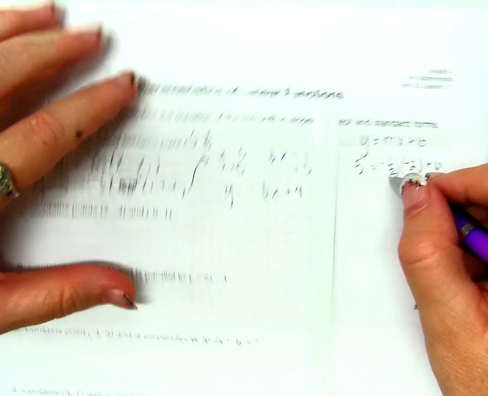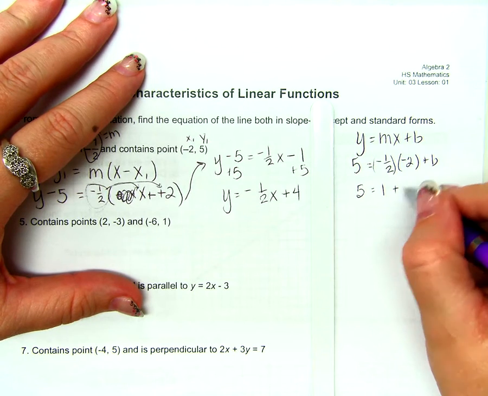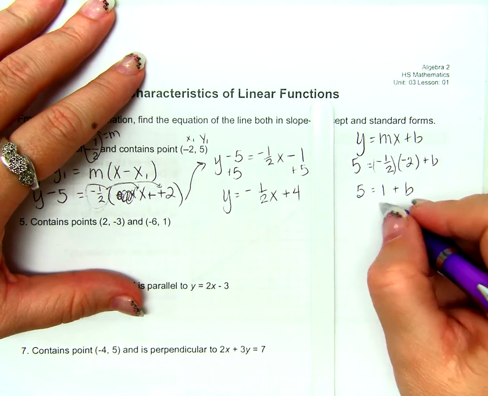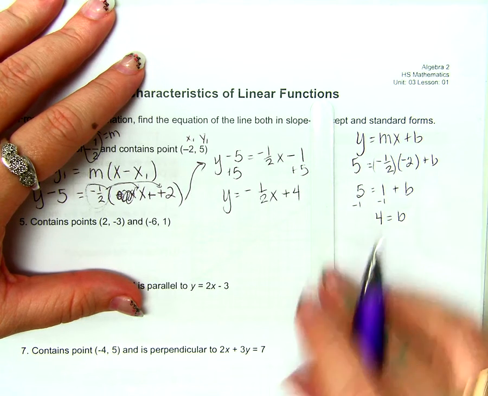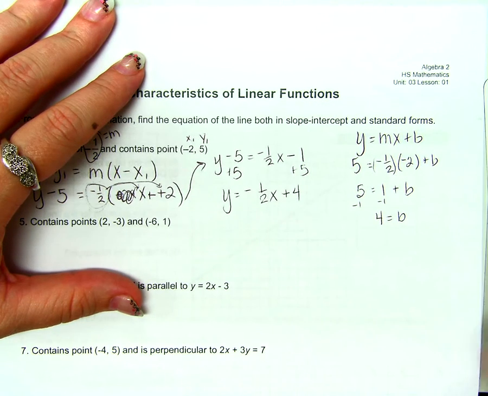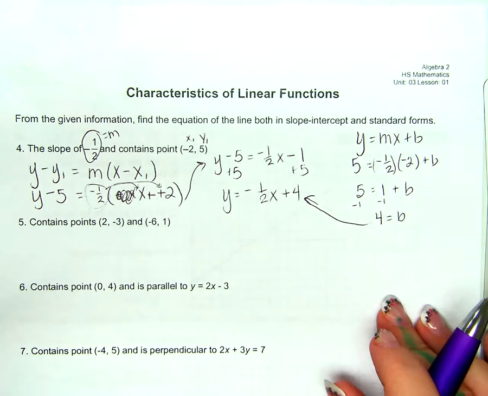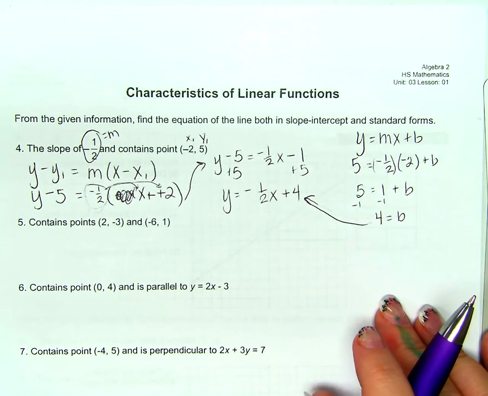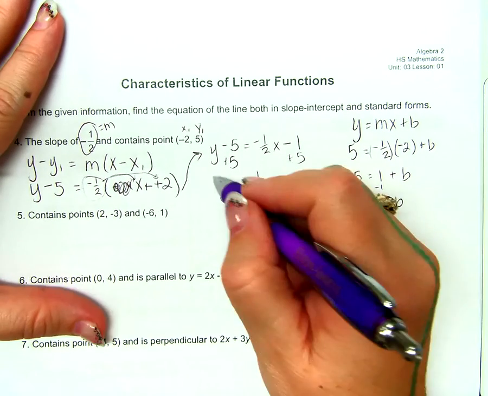What is -1/2 times -2? Positive 1, yeah. And then subtract 1 from both sides? So b equals 4. Look, isn't that what I found? Wait, so there's more than one way to do this problem? Of course. So that's my slope-intercept form.